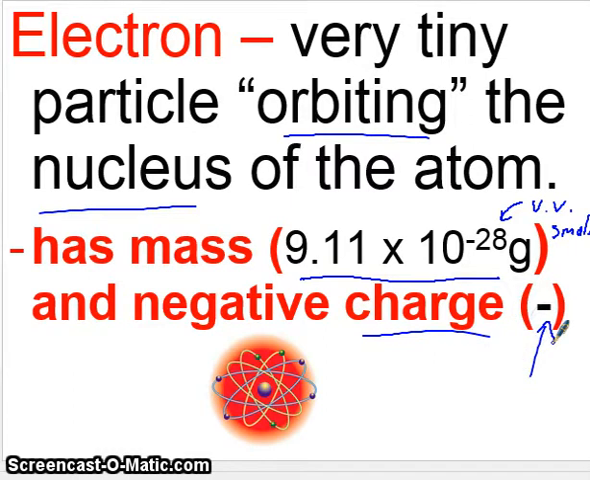So all of these, we'll call subatomic particles, particles within the atom, like the electron, will have both a mass and a charge. Now, you can think of big objects like yourself having a mass, but you don't really think of big objects having charges. Really tiny particles do have charges. So on the atomic scale, we'll also talk about this property of matter, the charge.